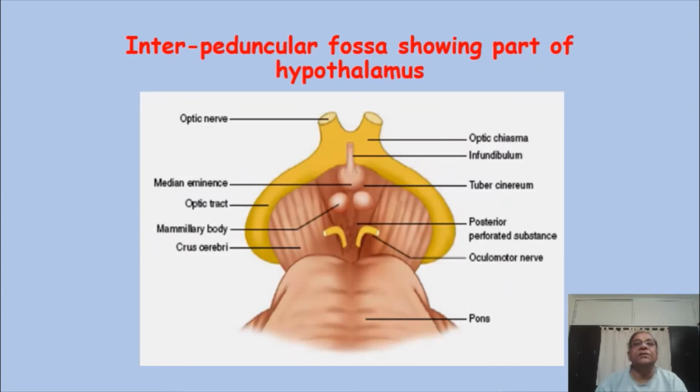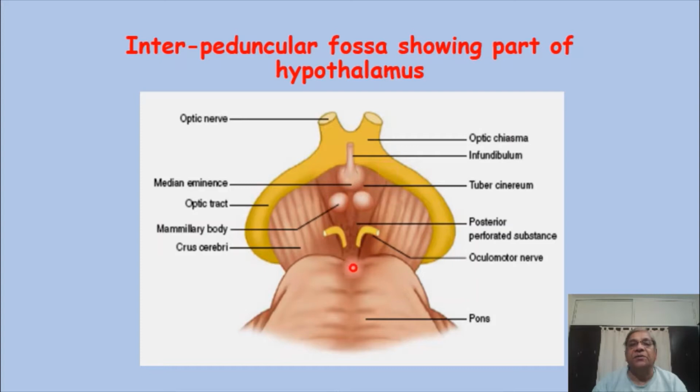See its location. As I said, most of the diencephalon, the thalamus and hypothalamus, is hidden, surrounded by the cerebral hemispheres. Only this small part is seen, which is part of the interpeduncular fossa. These are the right and left crus cerebri, and then this is the optic tract and optic chiasma. This is the tuber cinereum, infundibular stalk to which the pituitary gland is attached. This is the median eminence, mammillary body, and the posterior perforated substance.